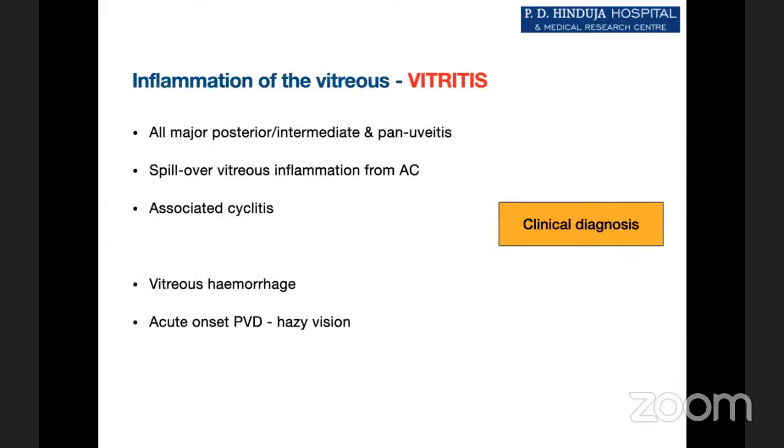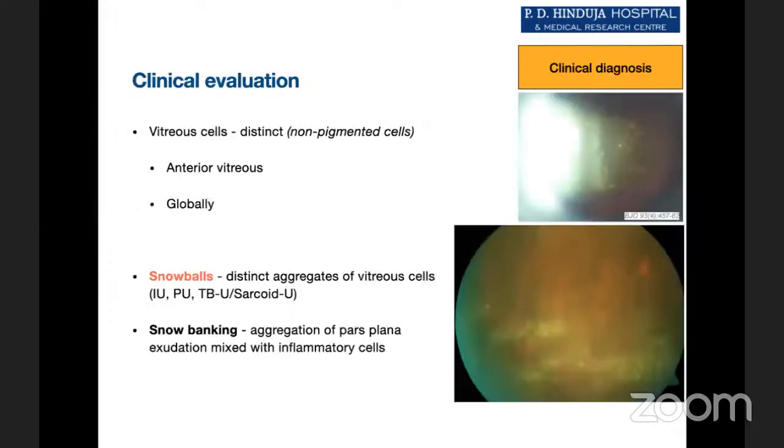Inflammation of the vitreous, vitritis, may be a major component of all posterior or intermediate uveitis. It may also be a spillover of inflammation from the anterior chamber, as well as associated cyclitis. But we also have to remember that when a patient complains of hazy vision, it might also be due to a vitreous hemorrhage or onset PVD, which is a common reason for hazy vision. So vitritis is essentially a diagnosis.